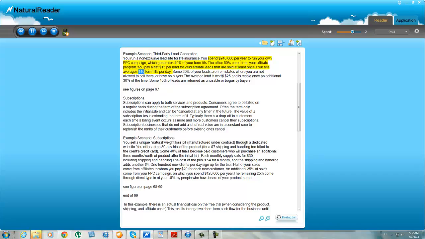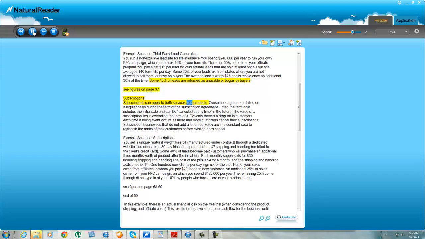Your site averages 140 form fills per day. Some 20% of your leads are from states where you are not allowed to sell them, or have no buyers. The average lead is worth $25, and is resold once an additional 30% of the time. Some 10% of leads are returned as unusable, or bogus by buyers. See figures on page 67.